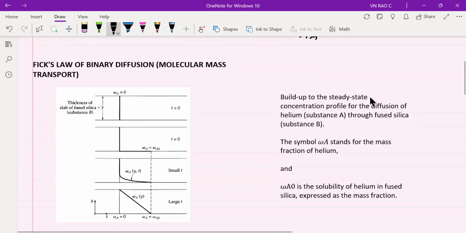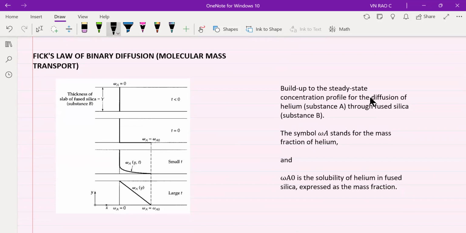Okay, moving ahead, we now come to a build-up of the steady state concentration profile for the diffusion of one substance A through another substance B. Here we are considering a thin slab of thickness Y. This is a slab, and the thickness of the slab is considered as Y. Initially, the gas surrounding the top surface and the bottom surface is air. So this is the situation.